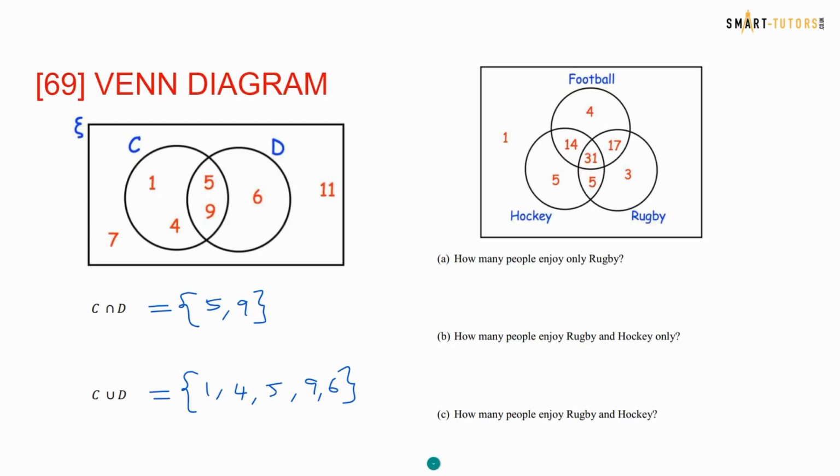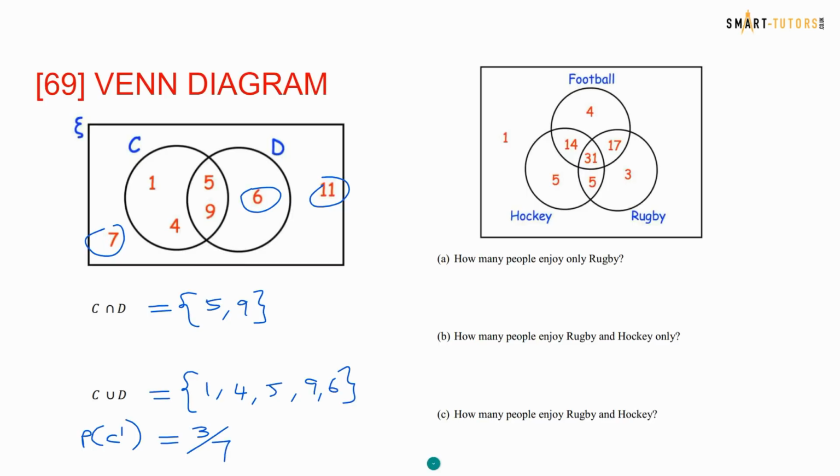If you ask, for an example, I'm purposely writing this one, the probability of C dash. What is the probability of C dash? C dash means outside of the C, which means not C. So C dash means not C, which means 7, 6, 11. 3 numbers out of how many numbers? 1, 2, 3, 4, 5, 6, 7 numbers. So 3 out of 7.